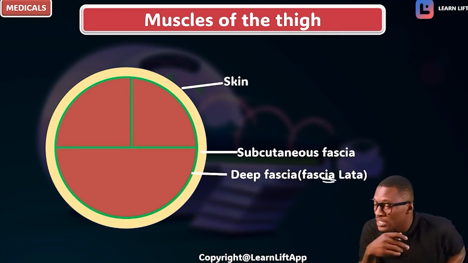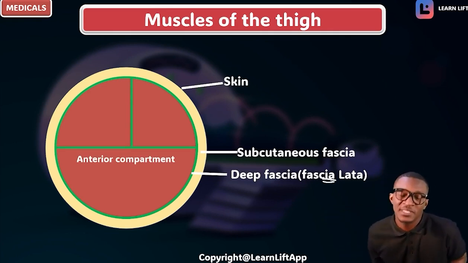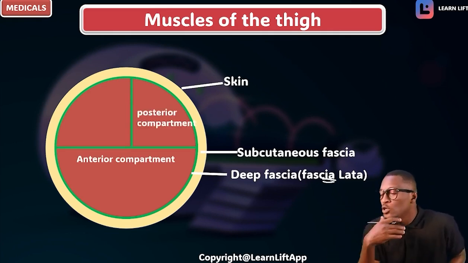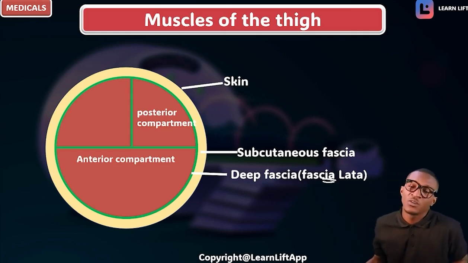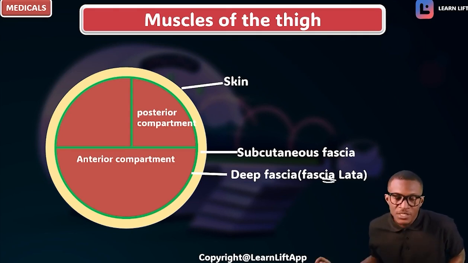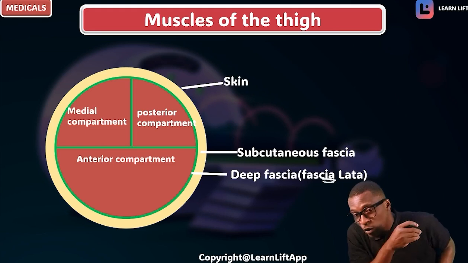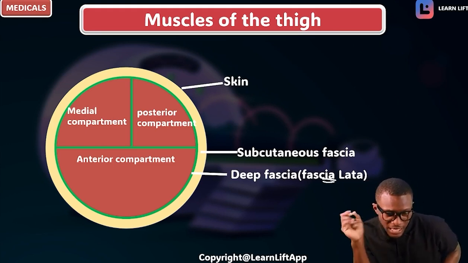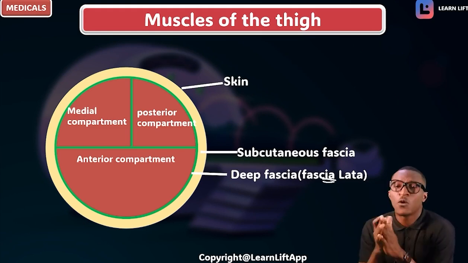The first is what we call the anterior compartment, also called the extensors, because they help to extend the knee joint. The second is what we call the posterior compartment, also called the flexors, because they help to flex the knee joint. Are you seeing that? And the third is what we call your medial compartment, also called the adductors of the joint. Are you feeling me? So everybody, these are the compartments of the thigh.